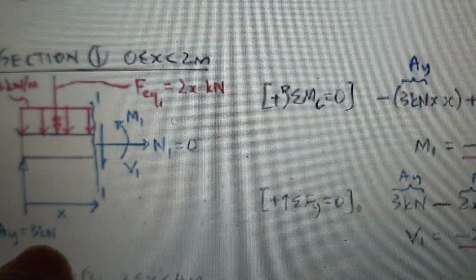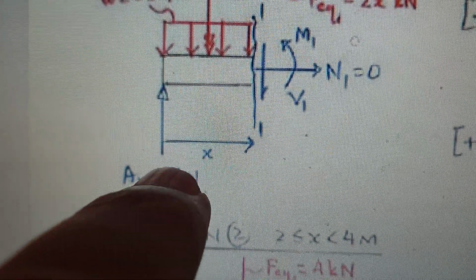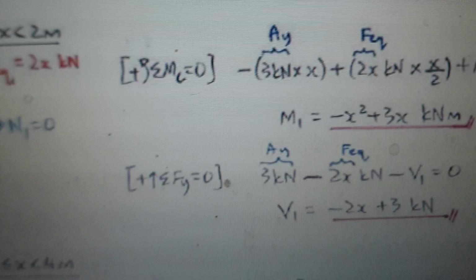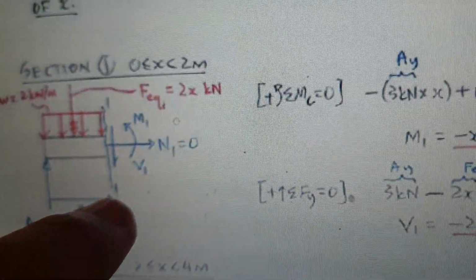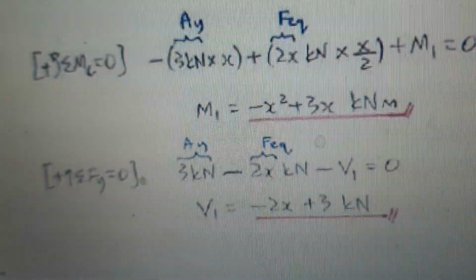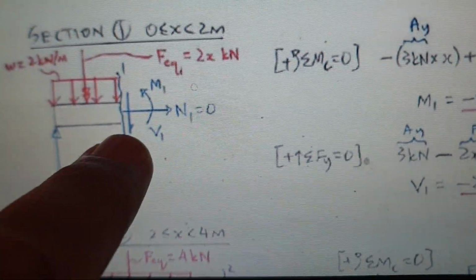So summation of forces in Y: 3 kilonewton minus 2x minus V1 equals 0. So the shear at the cut here is minus 2x plus 3. So minus 2x plus 3.